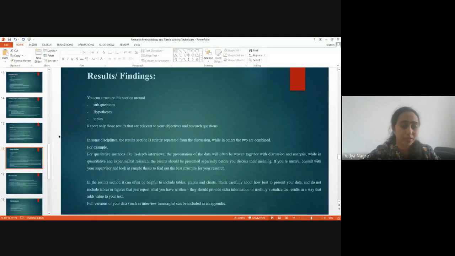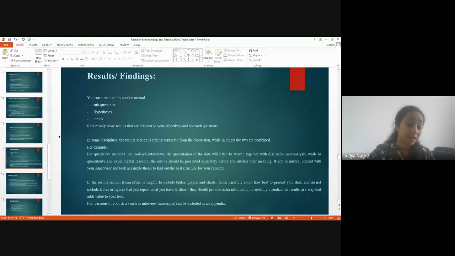This is an important chapter. Before this chapter, practically the analysis happens. So in analysis, whatever data you have collected, you have to analyze that into one or two chapters. That is third and fourth usually. Then comes results or findings.